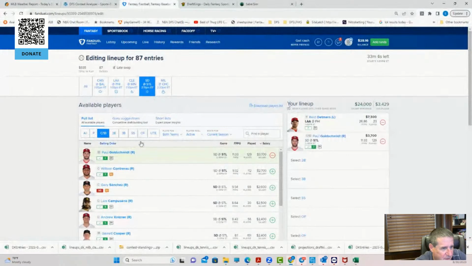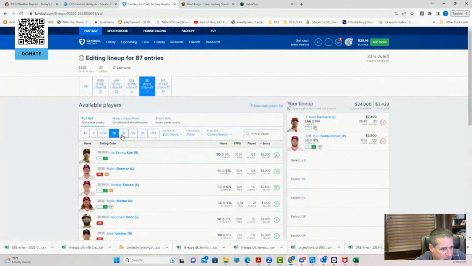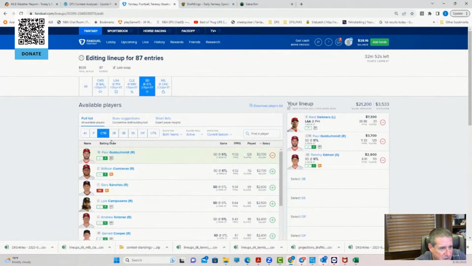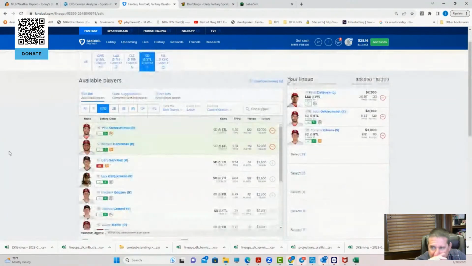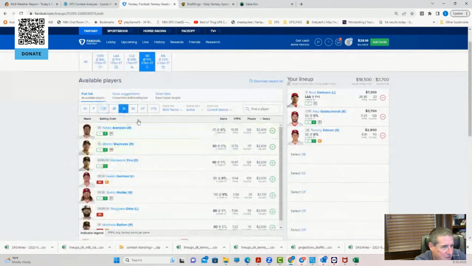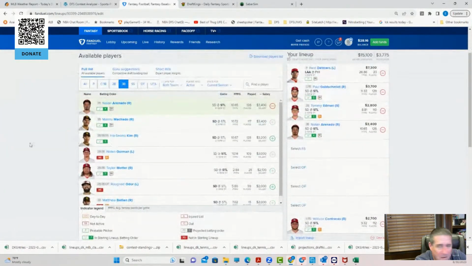Goldschmidt, Edmund. I don't know where to put him. We'll put him here for now. Oh, he's only 2,800. No wonder this is such a great looking stack. And then Contreras, we ought to put him in the utility. And then either Walker or Arenado. We can certainly afford it, so let's just put in Arenado. I mean, we can play whoever we want here.